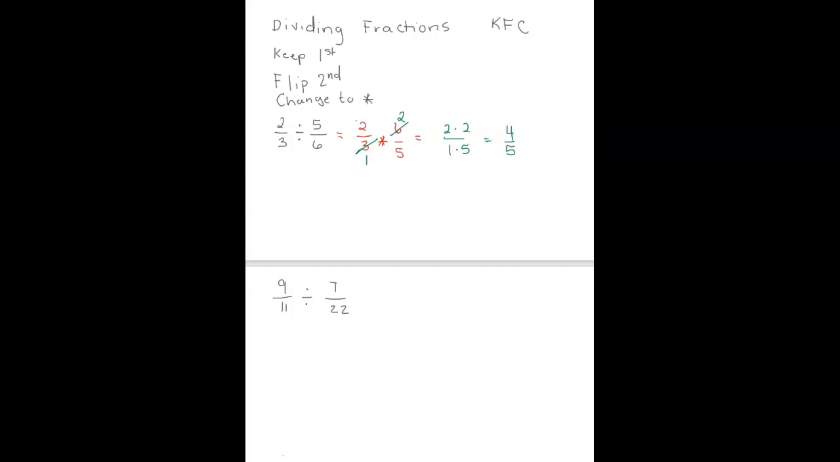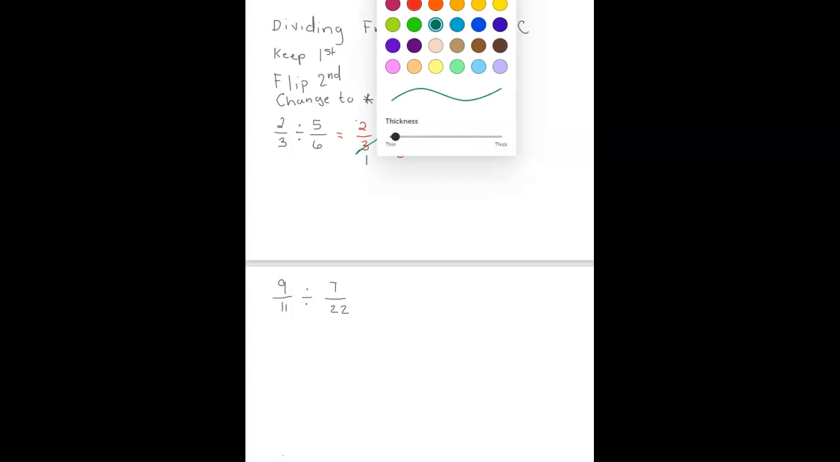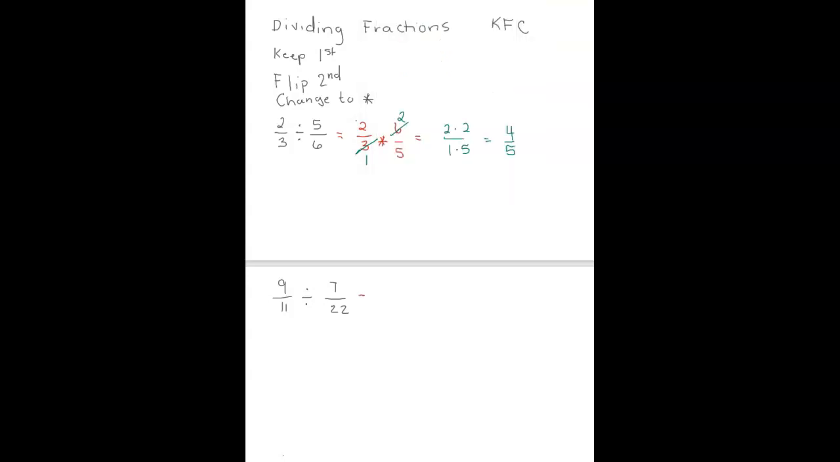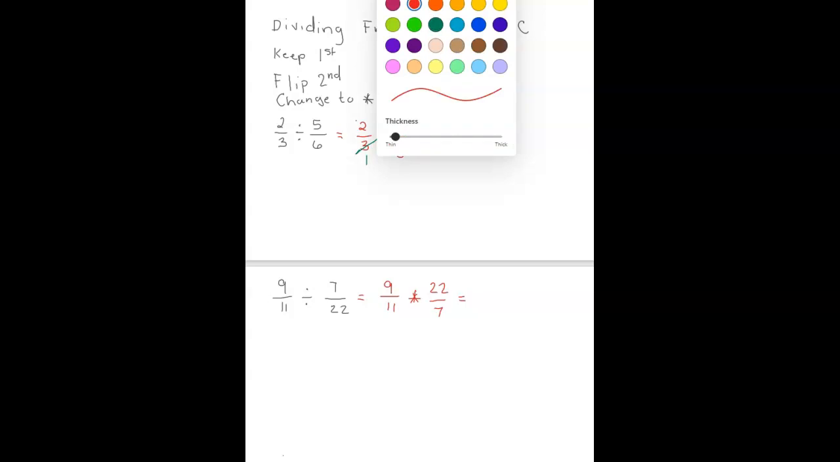All right. We're going to do that again with this particular problem. So I've got 9/11. That's my first fraction, so that stays exactly the same. And then I'm going to take my second fraction, I'm going to flip it over. So that's going to become 22/7 rather than 7/22. And now I'm changing this from division to multiplication. And again, I'm going to cancel where I can. I'm going to make this as easy on myself as I possibly can.